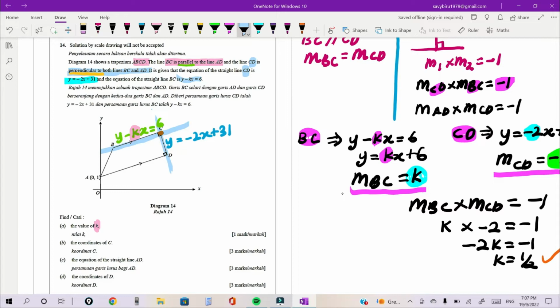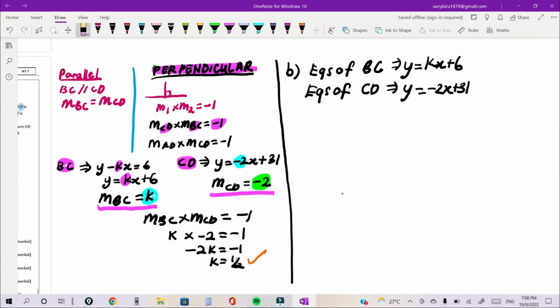So how to find the point C? Just solve the equations of BC and CD simultaneously. The equation of BC is y equals kx plus 6, where k is half, so we can write the equation of BC as y equals half x plus 6. Make it your first equation. The equation of CD is given as y equals -2x plus 31. Put the first equation into the second equation. Now your y is half x plus 6.